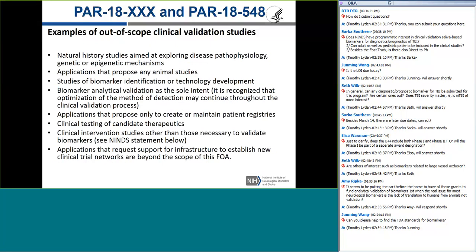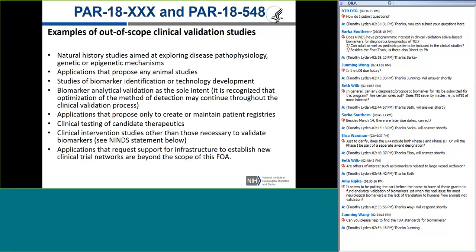Some examples of things that would be out of scope for the clinical validation opportunity are, again, natural history studies aimed at exploring disease pathophysiology. Applications that propose any animal studies are out of scope. Studies of biomarker identification or technology development, again, are out of scope. If analytical validation is the sole intent, that's out of scope for obvious reasons.